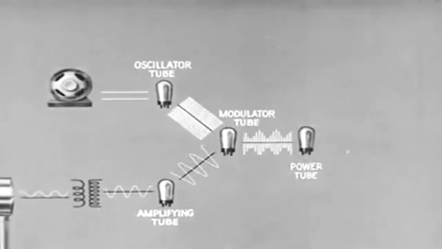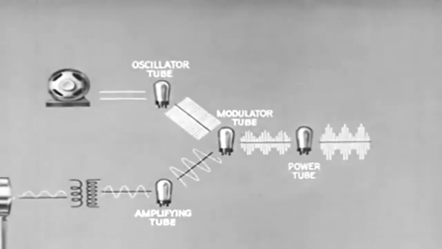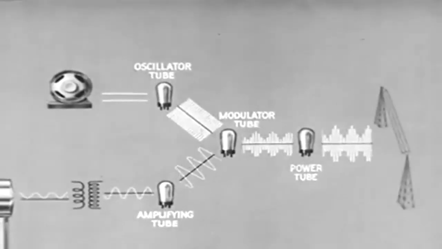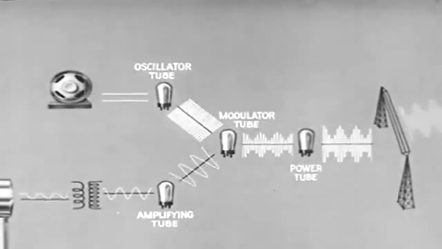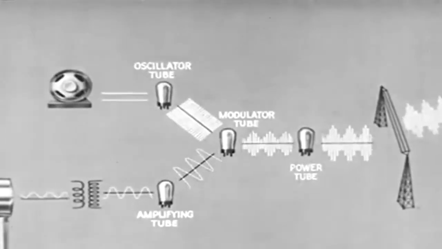The modulated current is boosted by the power tube, which is coupled to the antenna. Here the radio frequency sets up electromagnetic waves, which travel out into space with a speed of 186,000 miles a second.